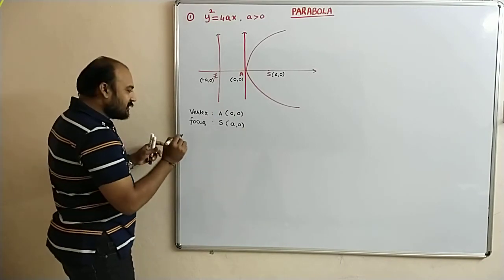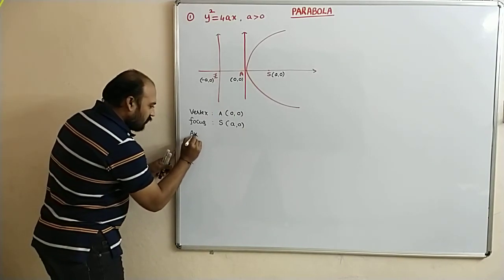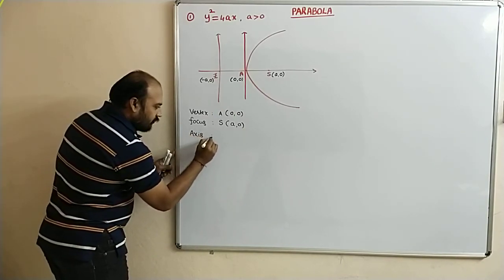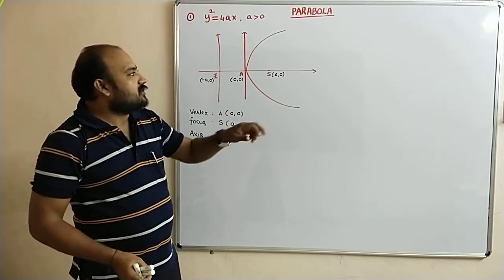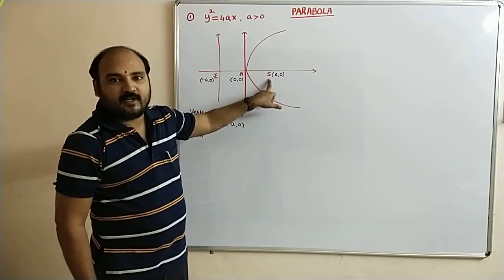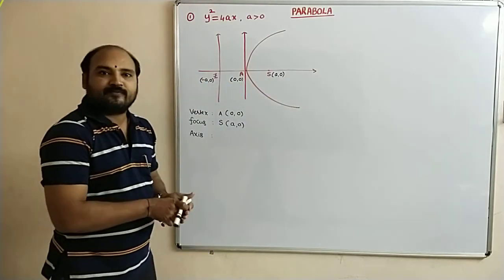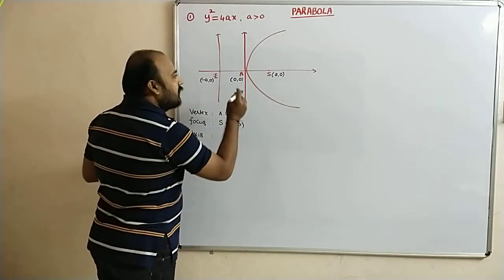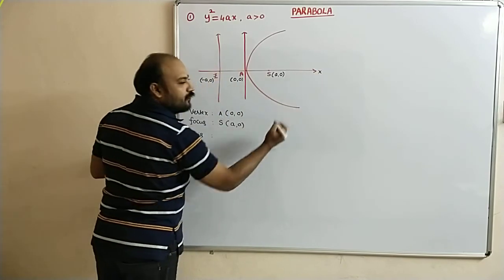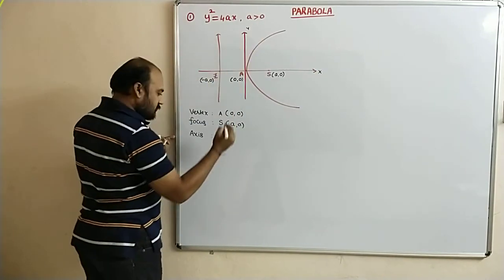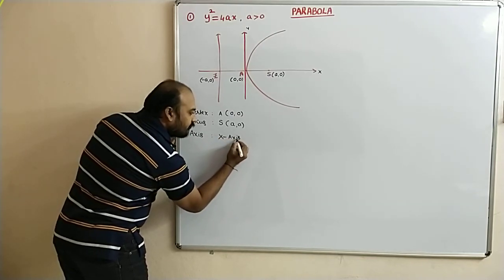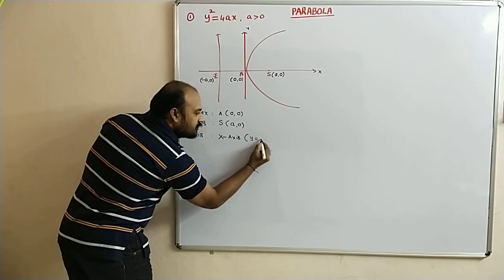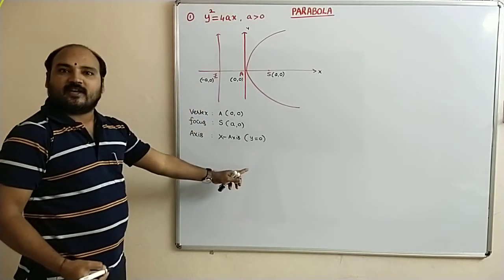After that, the axis of the parabola. What is the axis of the parabola? The line which is passing through the focus is called the axis of the parabola. That is called the principal axis. Here it is the x-axis. This is the y-axis, this is the x-axis. That means y is equal to 0. The equation of the x-axis is y is equal to 0.